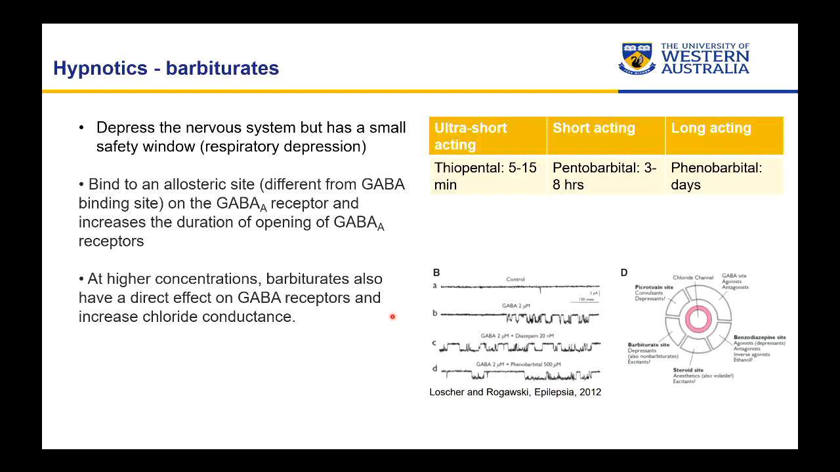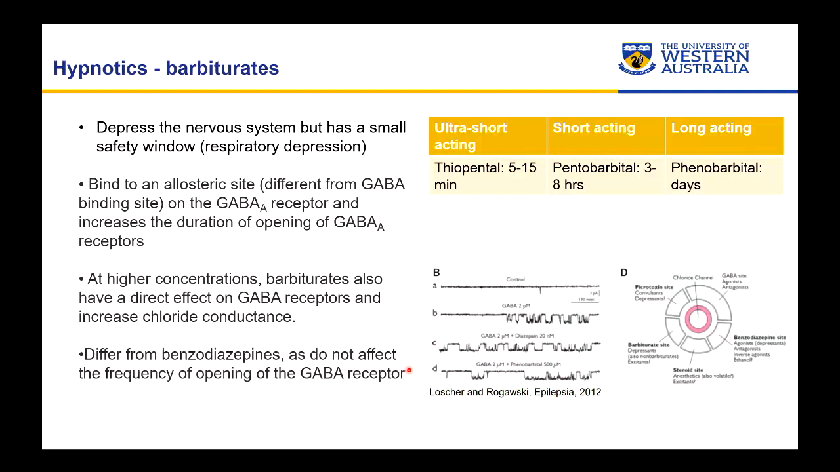Now, barbiturates, at higher doses, can also have a distinct effect on GABA receptors, and they can increase chloride conductance as well. Don't worry too much about that, but just worry about these two mechanisms more so. And that's just explaining what I was saying there. So they increase the amount of time that the channel's open.